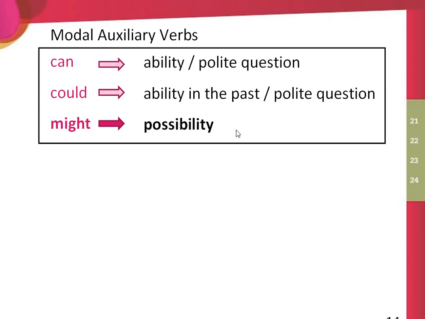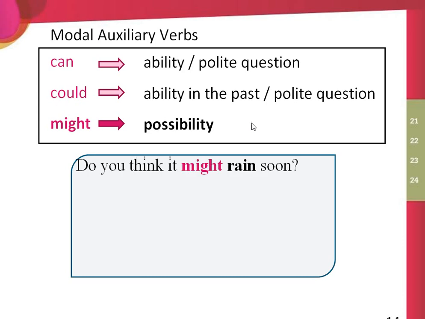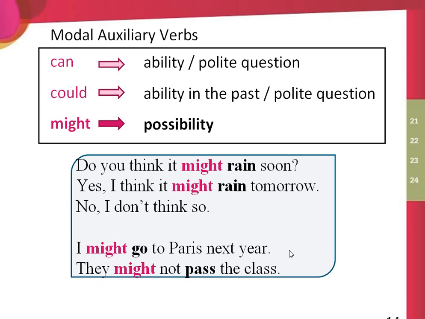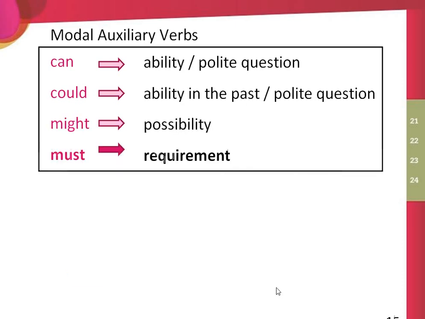Might indicates a possibility, okay, but not a strong possibility. Example sentences. Do you think it might rain soon? Yes, I think it might rain tomorrow. No, I don't think so. It's how you answer if your answer is negative. I might go to Paris next year. So we say that usually here the probability, the possibility of your going to Paris is about 50%. They might not pass the class.